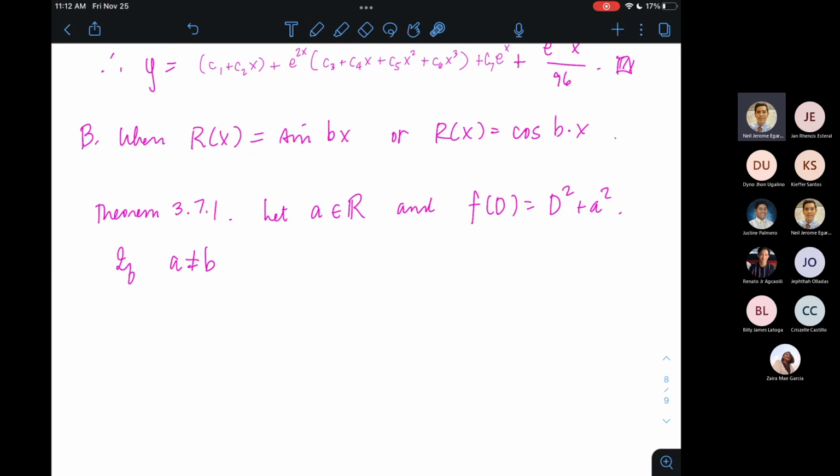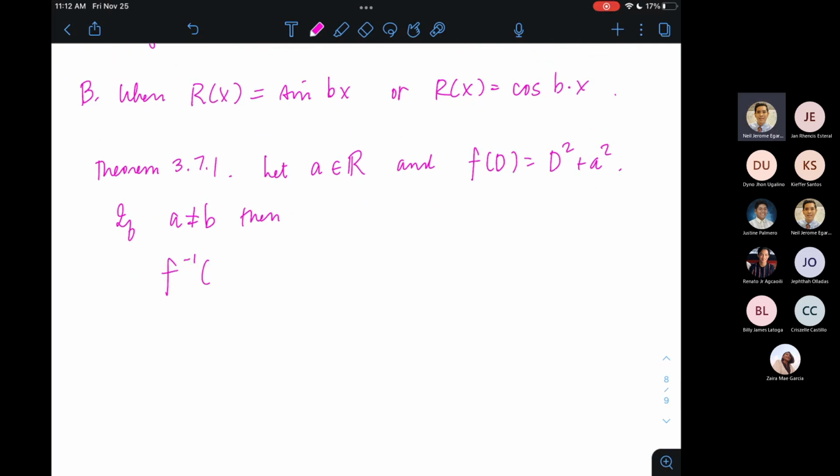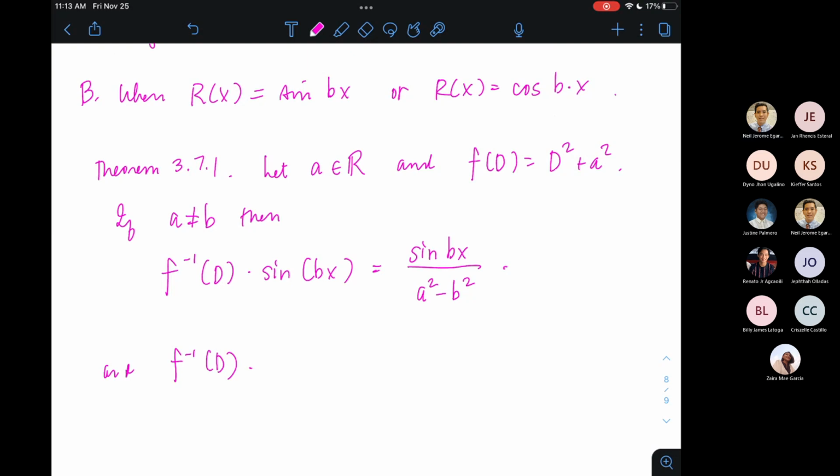Then if a is not equal to b, meaning this a here is not equal to the b there, then we can easily compute f inverse of d applied to sine bx. When applied to sine bx, ang f inverse of d lamang ay sine ng bx all over a squared minus b squared. And you see how important here, how important that a is not equal to b. Because if a is equal to b, then this denominator doesn't make sense because it's going to be 0. Okay? And similarly, f inverse of d applied to, I think, sa cosine, ay kamukha rin niya yung result. Applied to cosine bx ay equal naman kay cosine bx. Nilagyan lang siya ng denominator na a squared minus b squared. So here are two formulas that you need to remember.